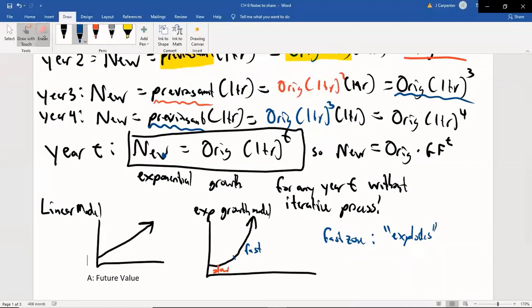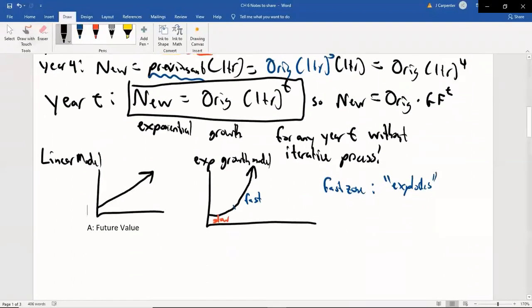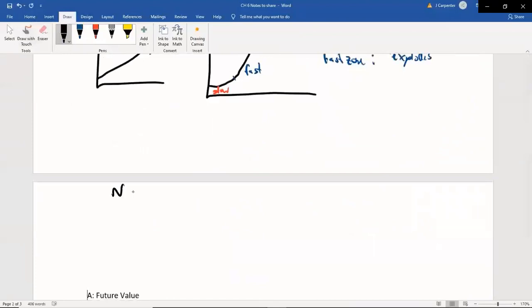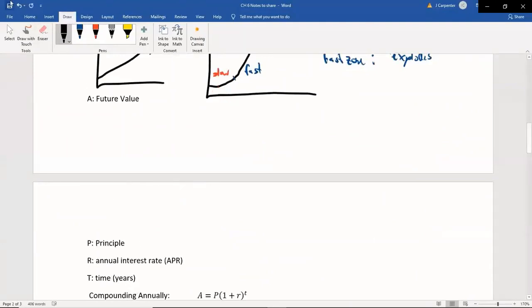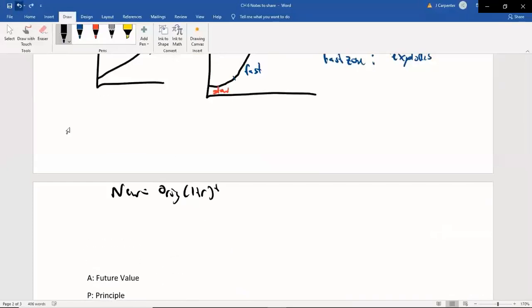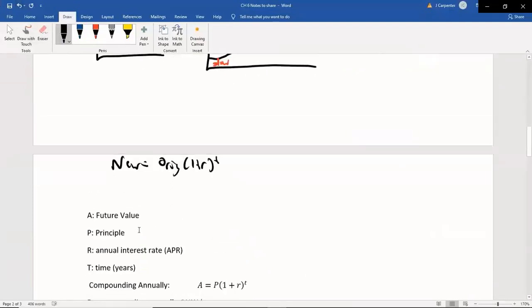All right, so this idea of new: the new amount is the old times the growth factor raised to an exponent, that's your time. So what we're going to do is take that thing, which is new equals original times 1 plus r to the t, and give it some more common letters. Please note these are not the only letters you'll see in this course.